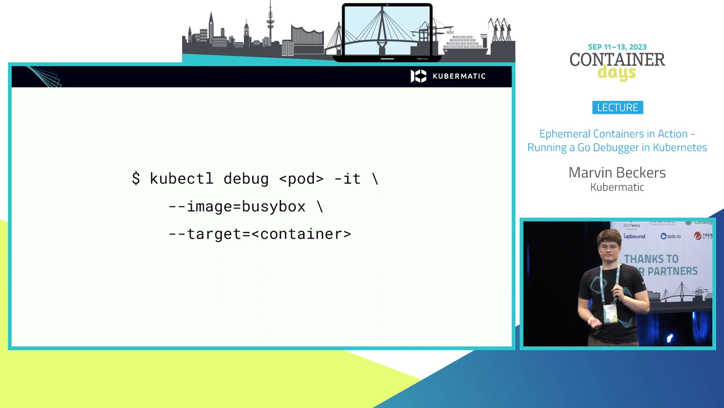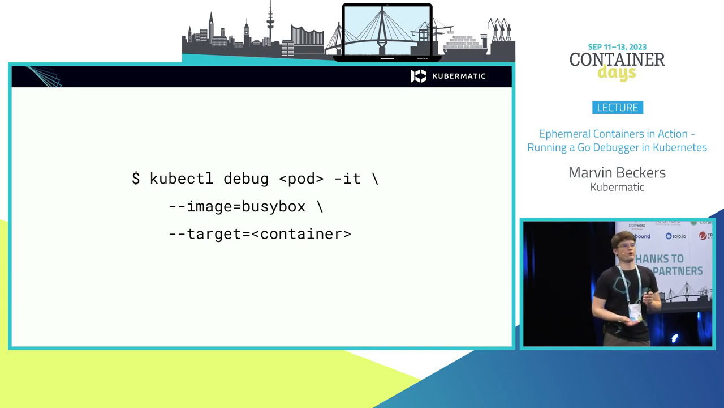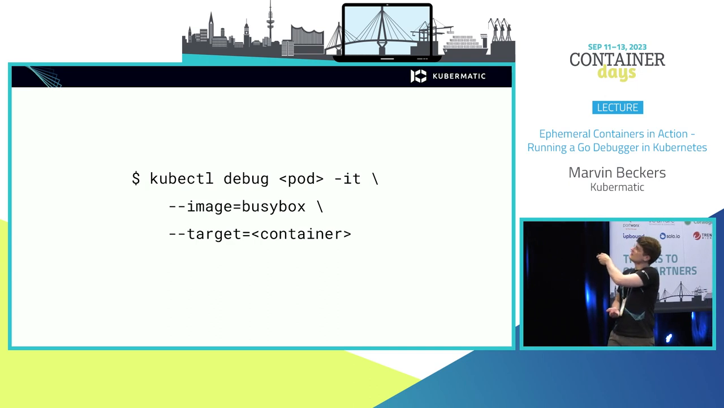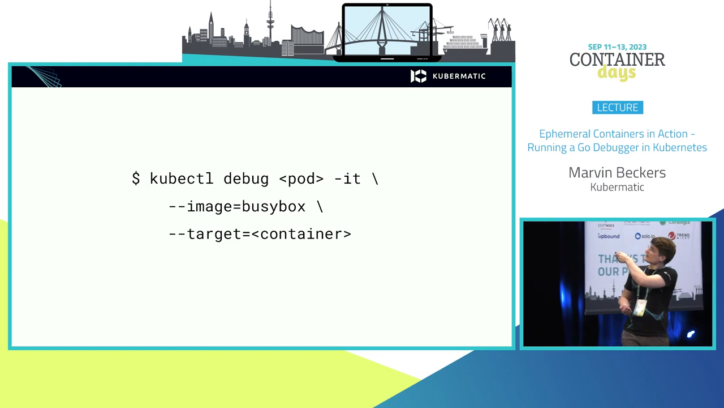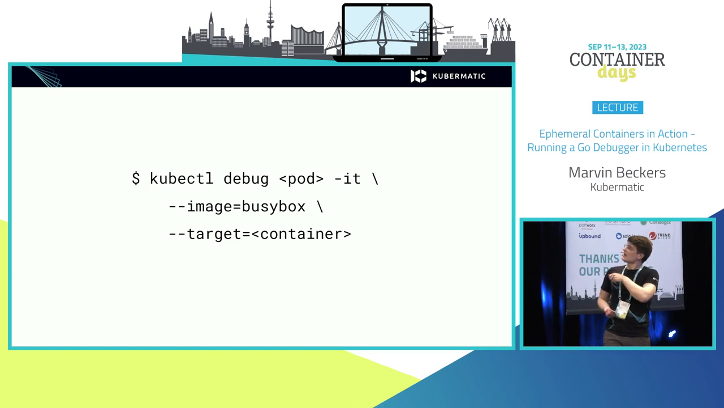Here's a quick example. kubectl debug works the following way. You target a specific pod. You don't interact with a deployment because you want to interact with one specific pod. So you give it a pod name. In this specific case, I also want to have an interactive shell into the ephemeral container that I'm starting. So I'm passing the I and T flags. I have to pass a specific image that is used for the ephemeral container.